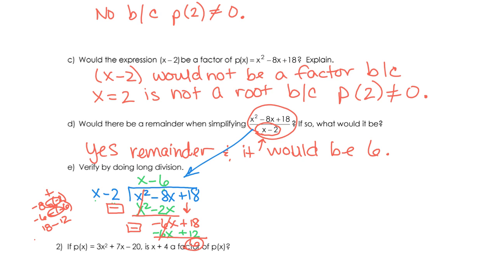We just verify that that's the remainder. So we have quotient remainder form, which that's my quotient, plus my remainder, which is 6, over my divisor of x minus 2. All right, but right there, we verified it.